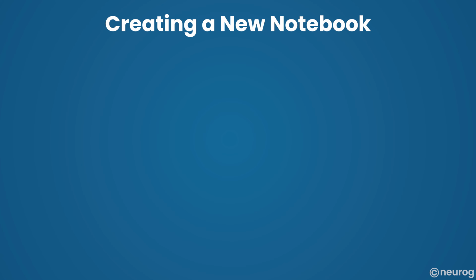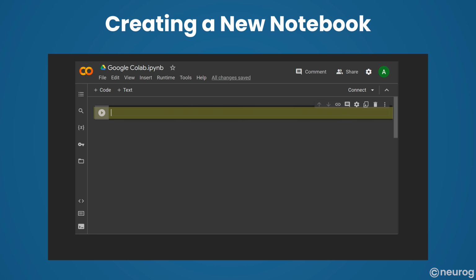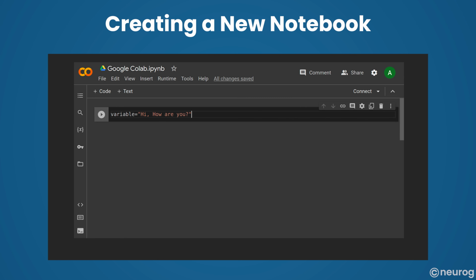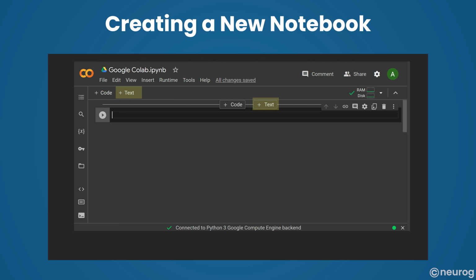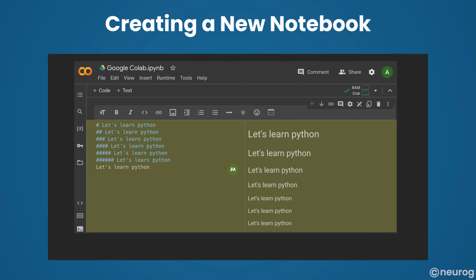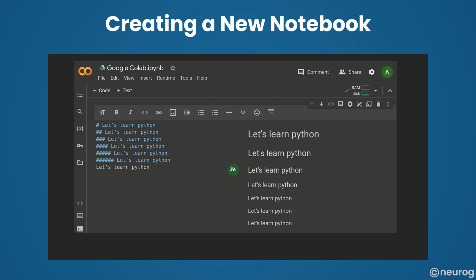In a Colab notebook, you work with code cells. Each cell can contain Python code, and you can run individual cells. So here's an example of a code cell. To run the code, click the Run button next to the cell or use the keyboard shortcut Shift-Enter. You can also use Markdown cells to add text, documentation, and explanations to your notebook. Markdown cells allow you to create rich text content to explain your code and results.